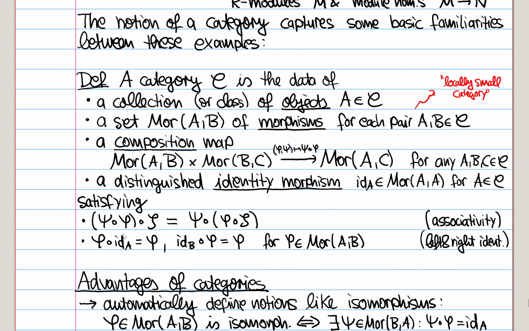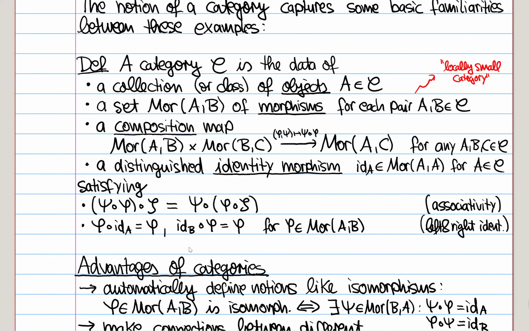And the properties we require is that the composition should be associative. It shouldn't matter in which order we take the composition here. And second of all, we want that the identity morphisms are both left and right identities. So if you have phi and you pre-compose it with the identity, you get phi. And similarly, if you post-compose with the identity of the target. And that's it. That's already the data of the category.